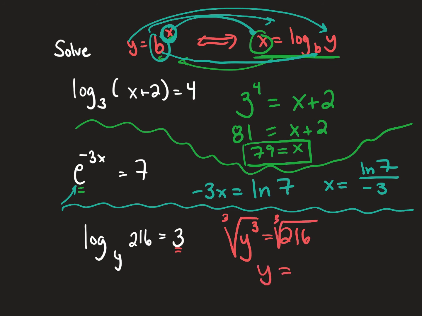So what number times itself 3 times is 216? This is a nice one. It is 6. 6 times 6 times 6 is 216. So this is all about just doing that rearrangement, just doing it over and over again, trying to get them to match up where they're supposed to be.